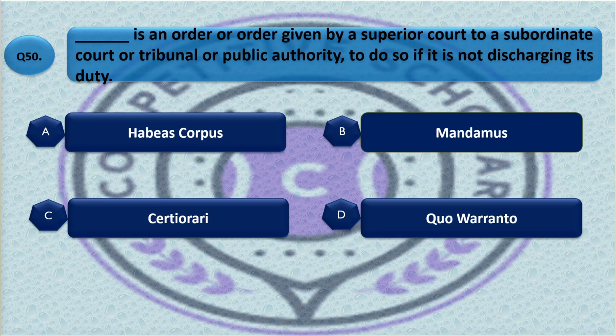So first one is the question number 50. Which one is an order given by a superior court to a subordinate court or tribunal or public authority to do so if it is not discharging its duty? Option A, habeas corpus. Option B, mandamus. Option C, certiorari. Option D, quo warranto. So please do it by your own and check the answer here. Answer is option B, mandamus.